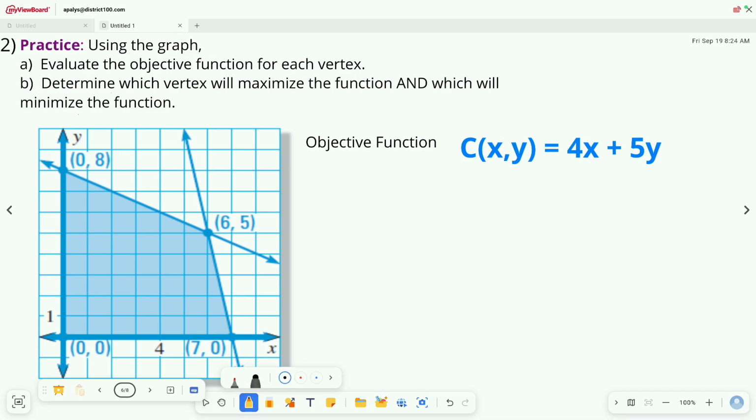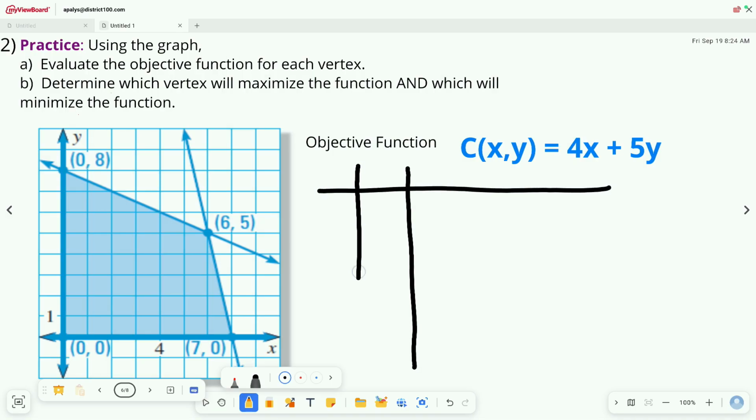We've got a table where they give us X and Y, and we're going to then put it into the equation. Let's try and tuck these guys in so they don't keep touching the screen. The objective function equals 4X plus 5Y.